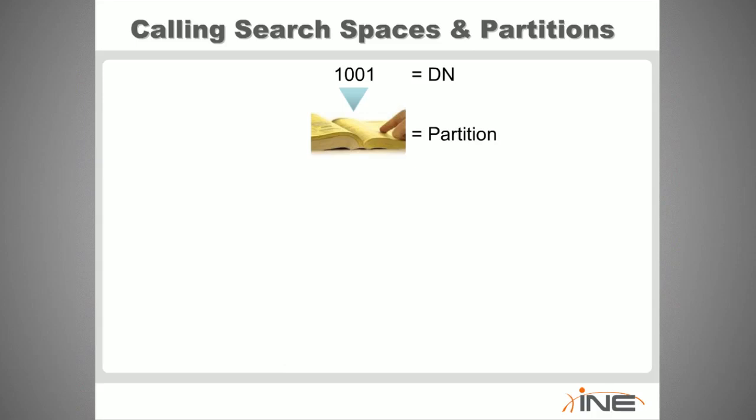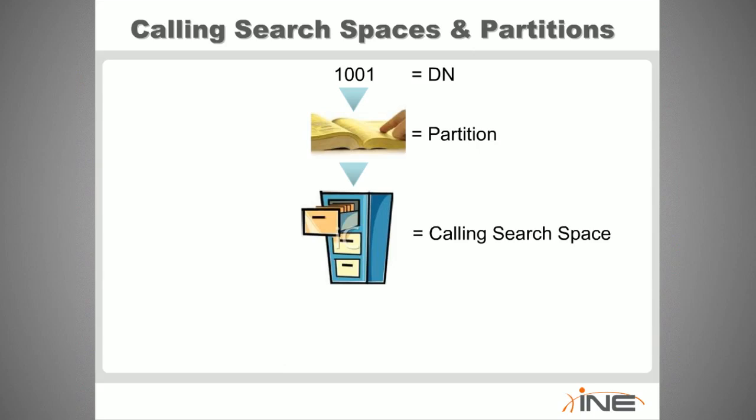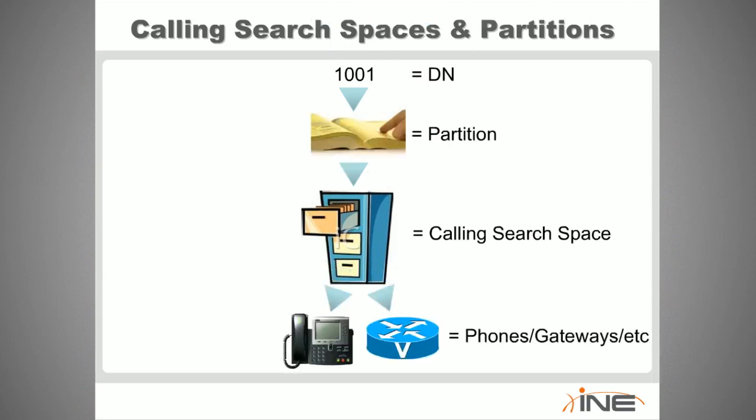This DN falls inside of Yellow Pages, or a directory. Okay? Our analogy is going to be that Yellow Pages, or a directory, is a partition. Then partitions fall within calling search spaces, or in the analogy, the directories, the Yellow Pages, or whatever directory types you have wherever you're at, go in filing cabinets. And then the filing cabinets get assigned to either phones or gateways or whatever needs to make the call.